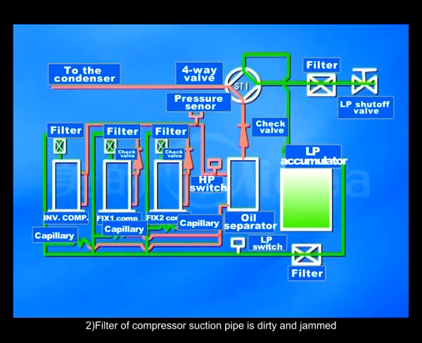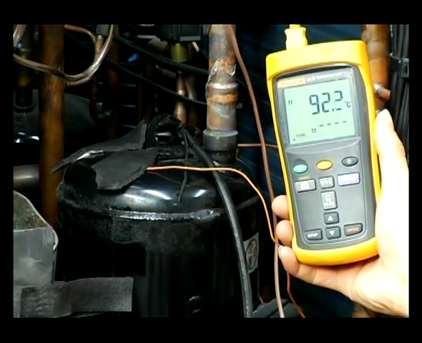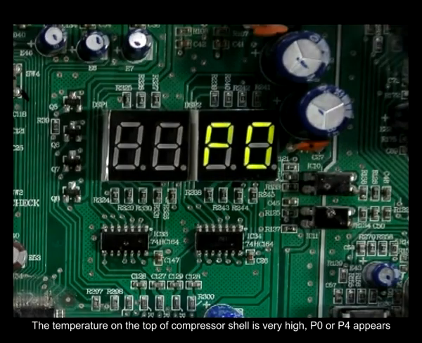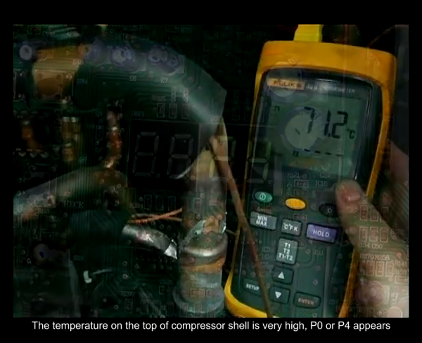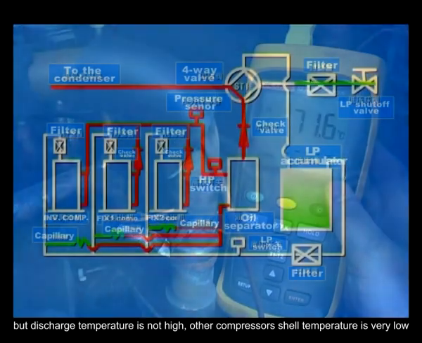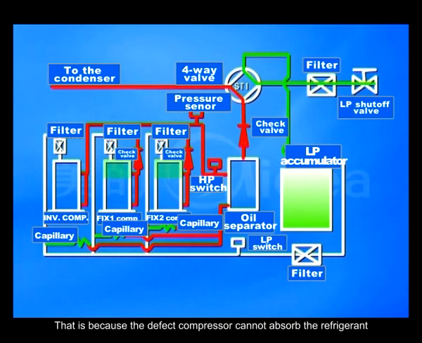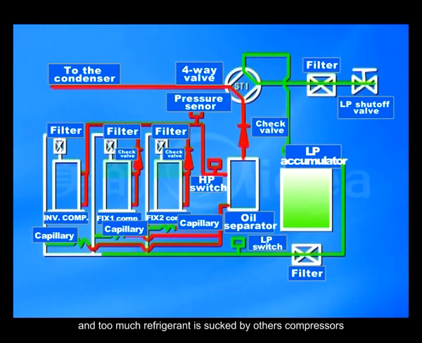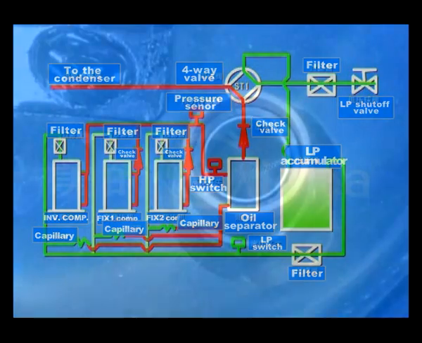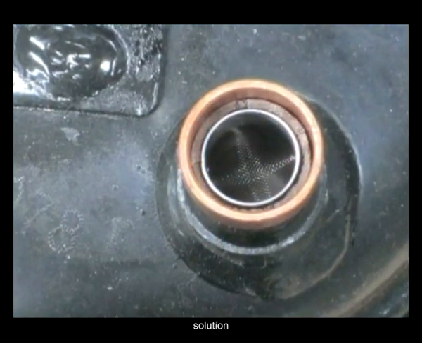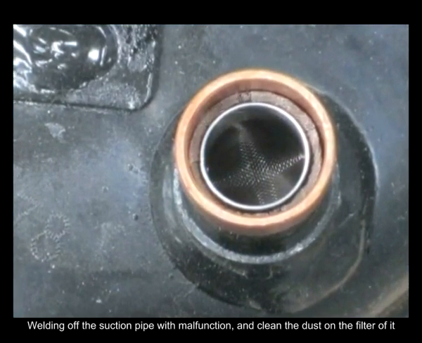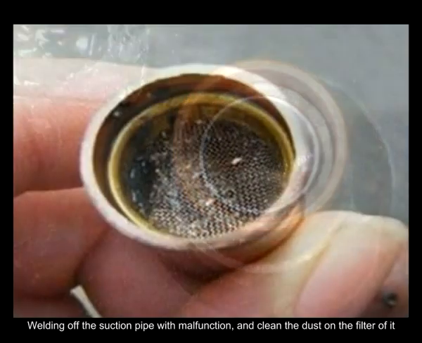2. Filter of compressor suction pipes is dirty and jammed. The temperature on the top of compressor shell is very high. P0 or P4 appears, but discharge temperature is not high. Other compressors' shell temperature is very low. That is because the defective compressor cannot absorb the refrigerant, and too much refrigerant is sucked by other compressors. Solution: weld off the suction pipe with malfunction and clean the dust on the filter of it.